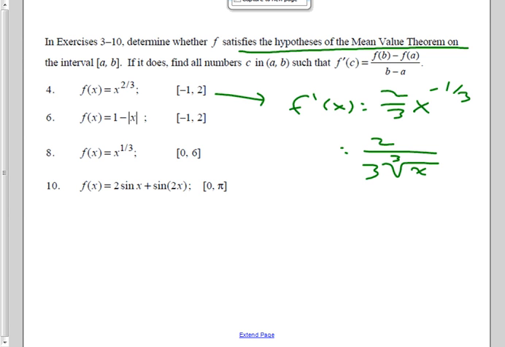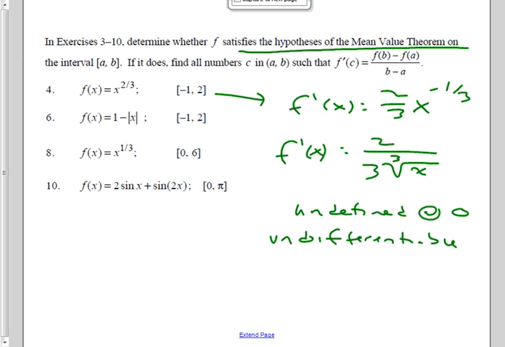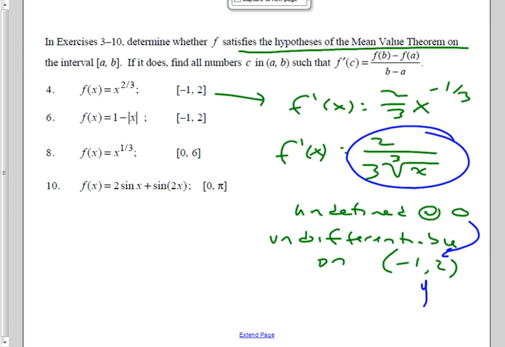And this is undefined at 0, which means that it is not differentiable on the interval from -1 to 2, since 0 is in that interval. So because my derivative is undefined at a point inside this interval, we say that it's not differentiable. So this doesn't satisfy the conditions necessary for the mean value theorem.